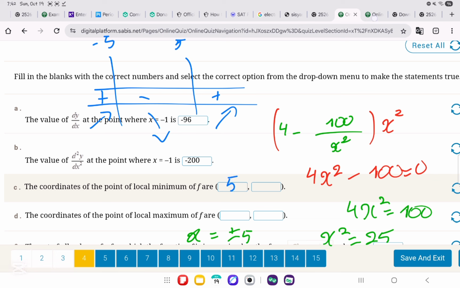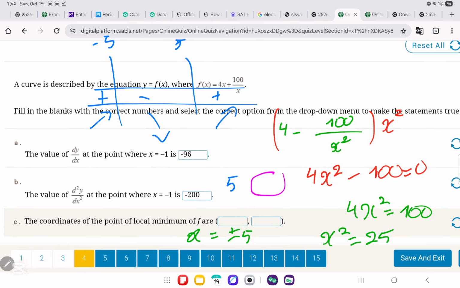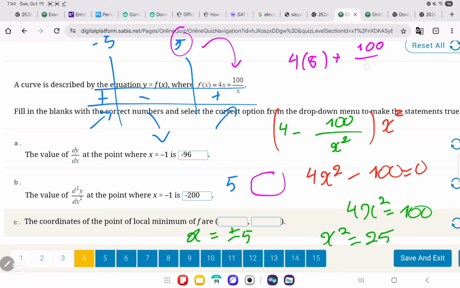And now let's find the height. How do we find the y? Let me just go up. There we go. How do we find the y? We'll need to substitute 5 in this equation over here, which is the original equation. So 4 times 5 plus 100 over 5. So how much is that going to be? That's going to be 40. That means it's 5 and 40, right?